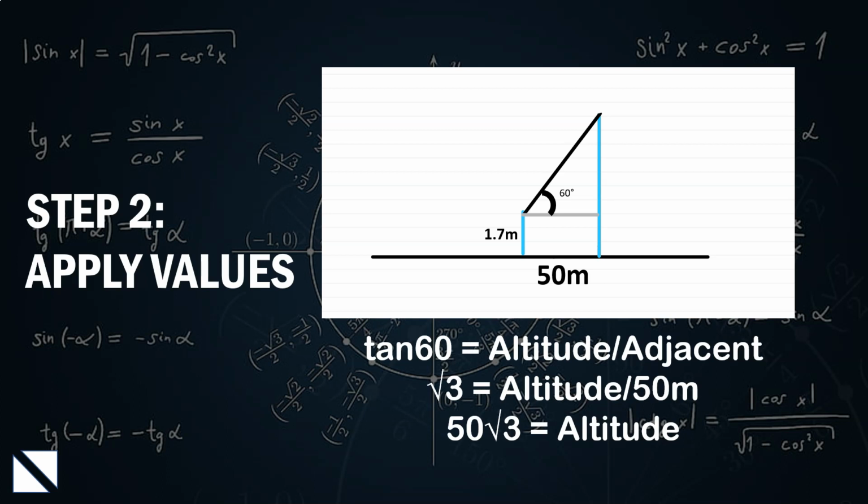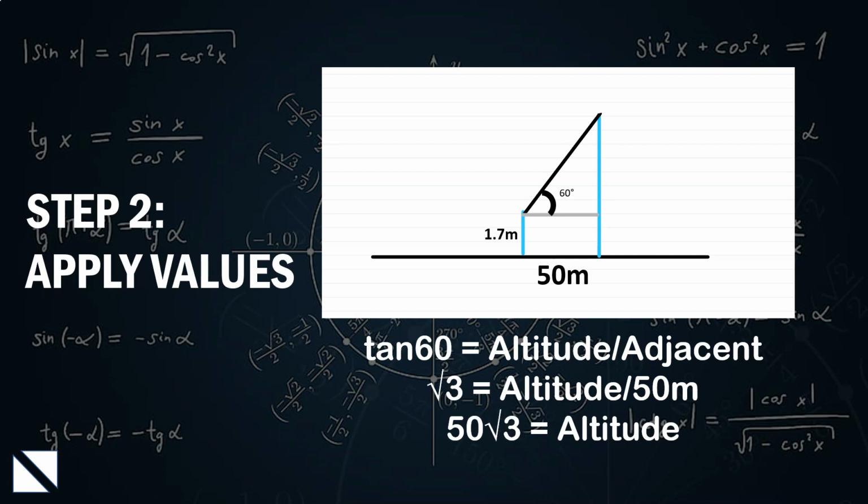So we have altitude by adjacent, which would usually be AB over BC. We know that the base value is 50 meters since the distance from the boy to the building is 50 meters. And we also know the value of tan 60, which is root 3. So root 3 is equal to altitude by 50 meters. And if we cross multiply, we get 50 root 3 is equal to the altitude.